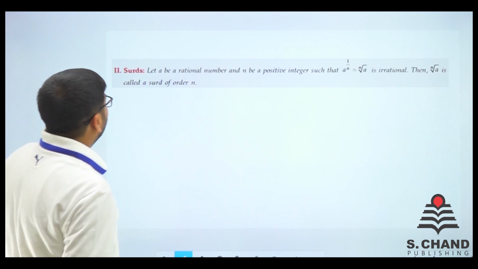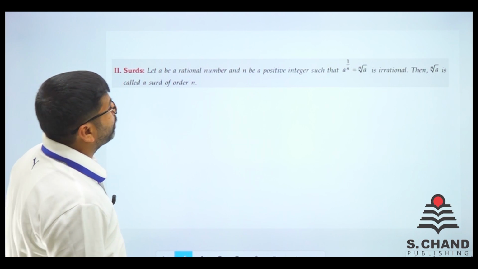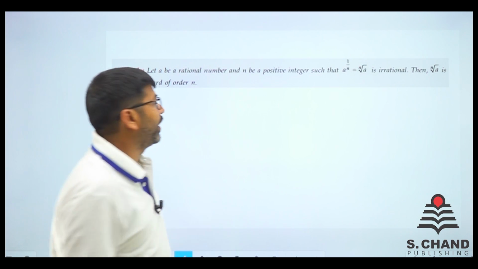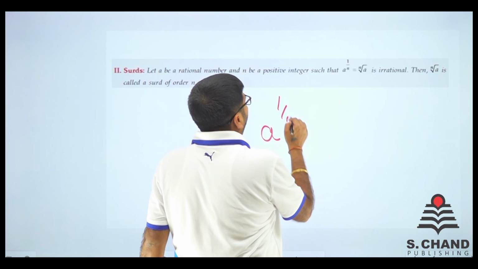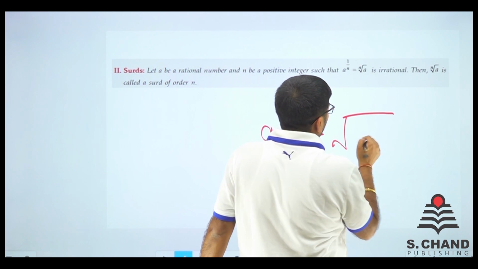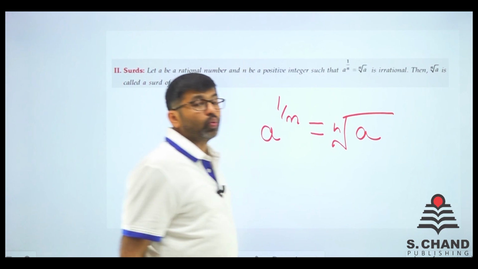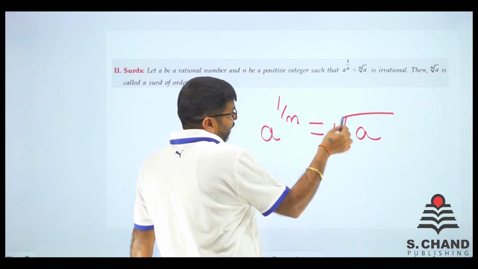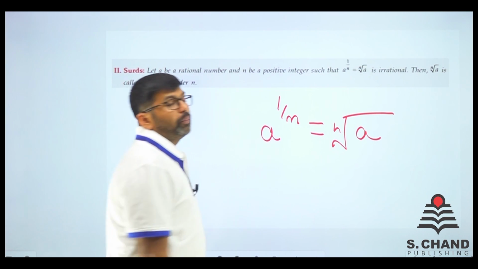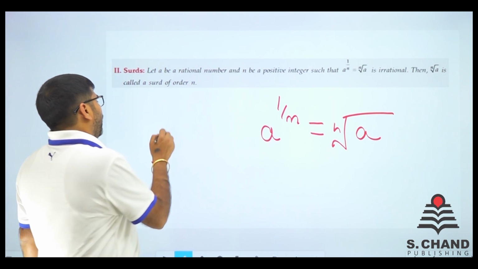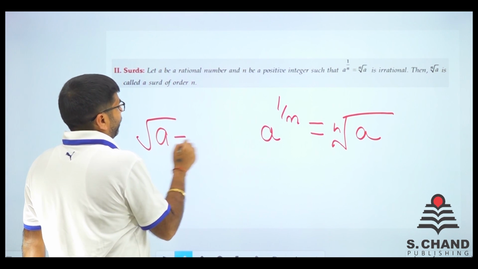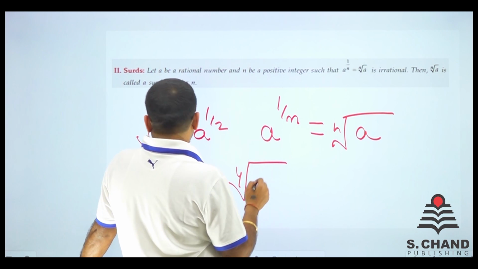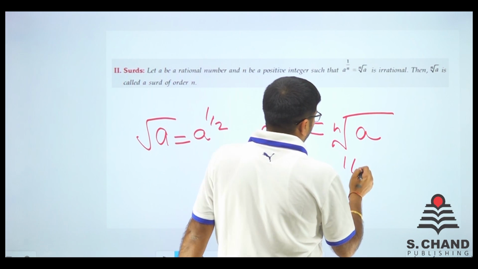Okay. Let a be a rational number and n be a positive integer. a एक rational number है और n एक positive integer है. तो a raised to power 1 by n is like nth root of a. So remember one thing, whatever the root is, it goes like 1 by n. So if for example I say root a, I can say a^(1/2). If I say fourth root of a, that means a raised to power 1 by 4.